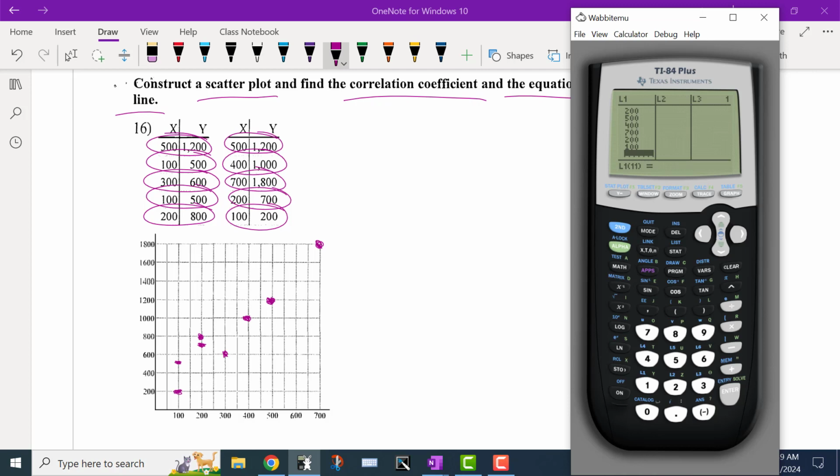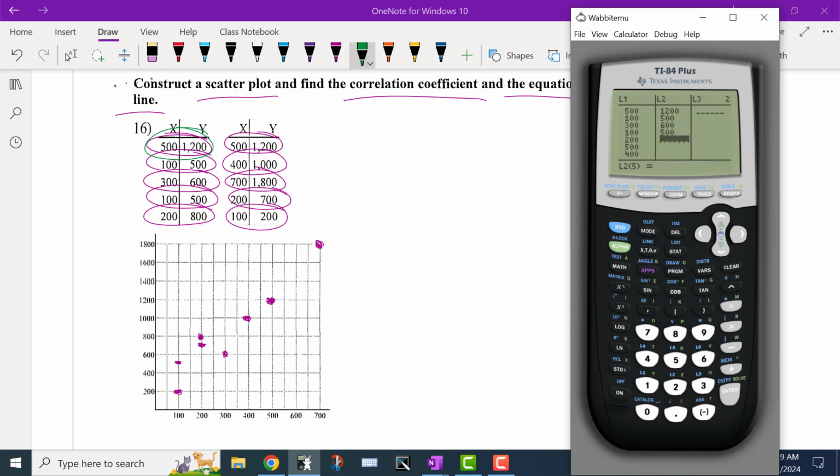Once I got all my X values in there, I'm just going to arrow off to the right. And now I'm going to put in the correlating Y values that go with it. So you're going to notice that this one says 500 and 1200. So right next to this one, I'm just going to type in 1200. Next one down says 100 and 500. So I type in my 500. Next one down says 300 and 600. So I'm typing in my 600. That goes along with my 300. Next one down is 100 and 500. So I type in my 500.